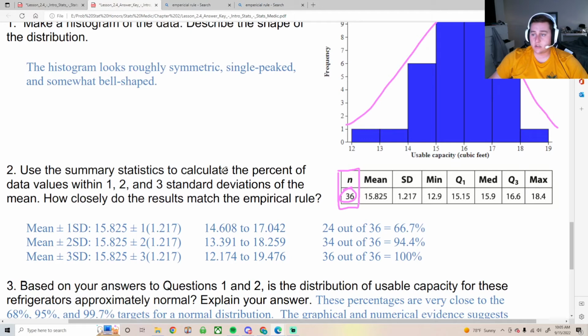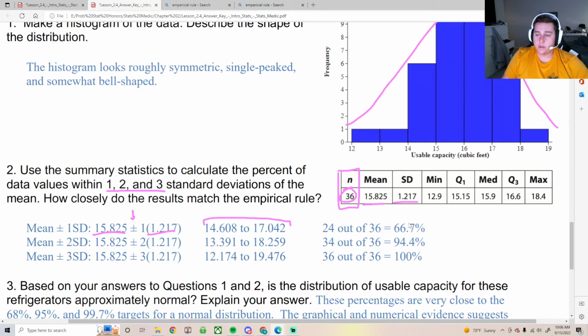Use the summary statistics to calculate the percentage of data values within 1, 2, and 3 standard deviations of the mean. How closely do they match the empirical rule? So what you'd be doing is you just take the mean here. Here's your mean, here's your standard deviation, and you're going 1, 2, and 3 standard deviations above and below. That's what this plus or minus is. This is above and below at the same time. So it creates this interval.